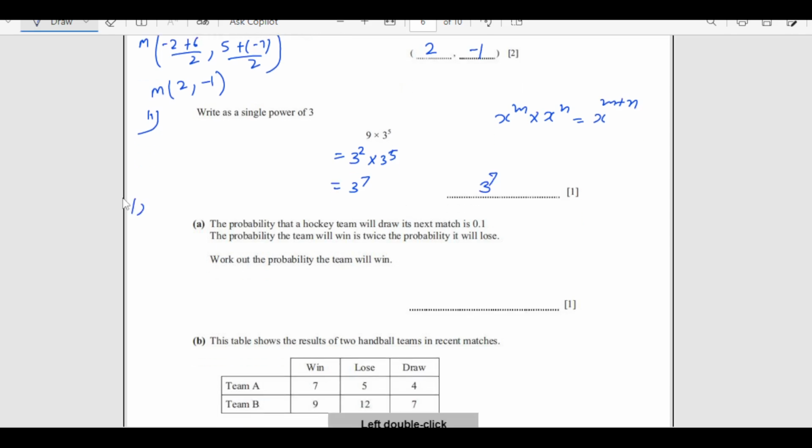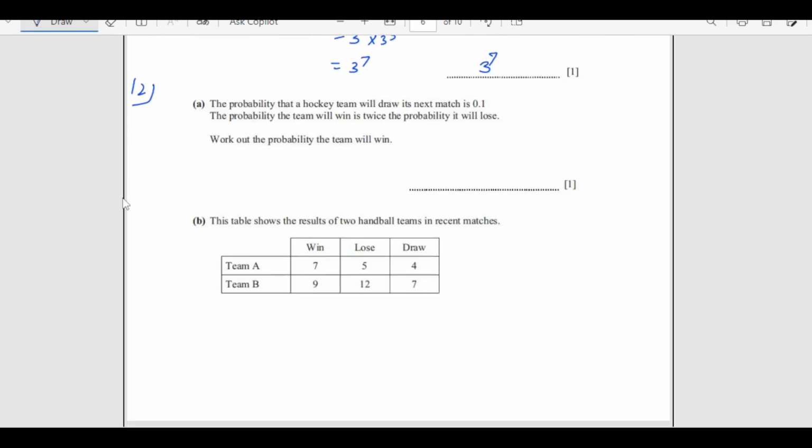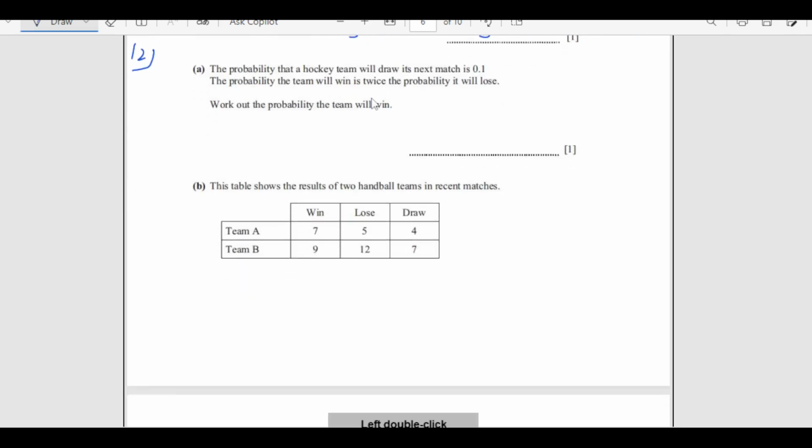Now next one, question number 12 here. The probability that the hockey team will win its next match is 0.1, and the probability that the team will win is twice the probability that it will lose. Work out the probability the team will win. So we have 3 chances: draw, win and lose.